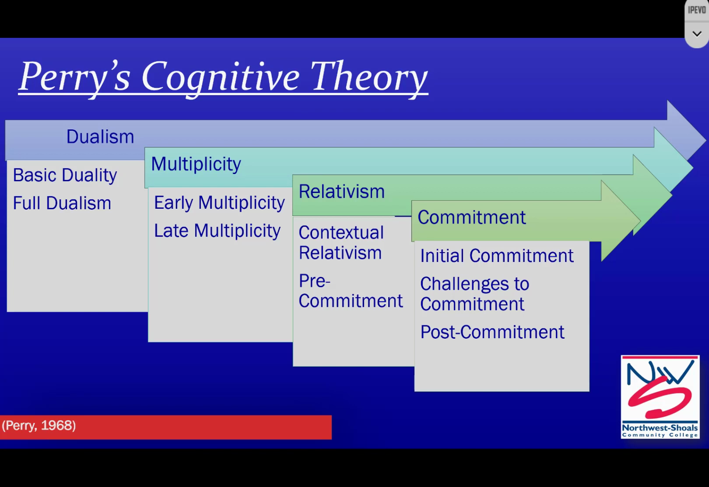And in these 2 stages, or in these 2 positions, knowledge is very dichotomous, where we have only right or wrong, and that is it, right? There's really no gray area. There is absolute truth and absolute false, and there's nothing in between. And the way that we determine whether something is right or wrong is by referring to an external authority.